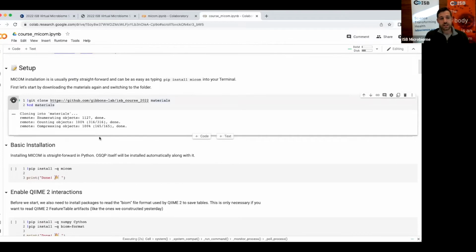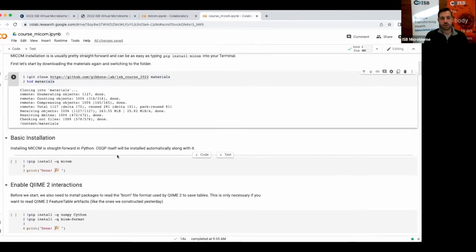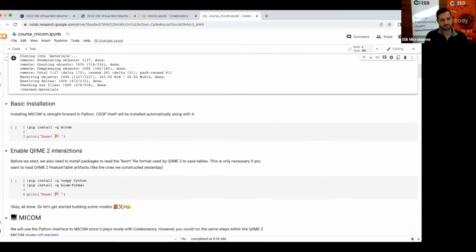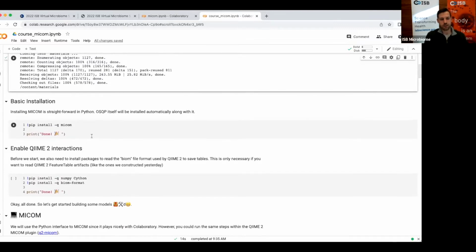So this contains all of the materials we'll be using, including the QIIME artifacts that were built in yesterday's part of the course that contain our taxonomic abundance and the taxonomic mapping that we conducted in yesterday's part of the course. Great, so now that that's done, we can move on into installing Mycom.